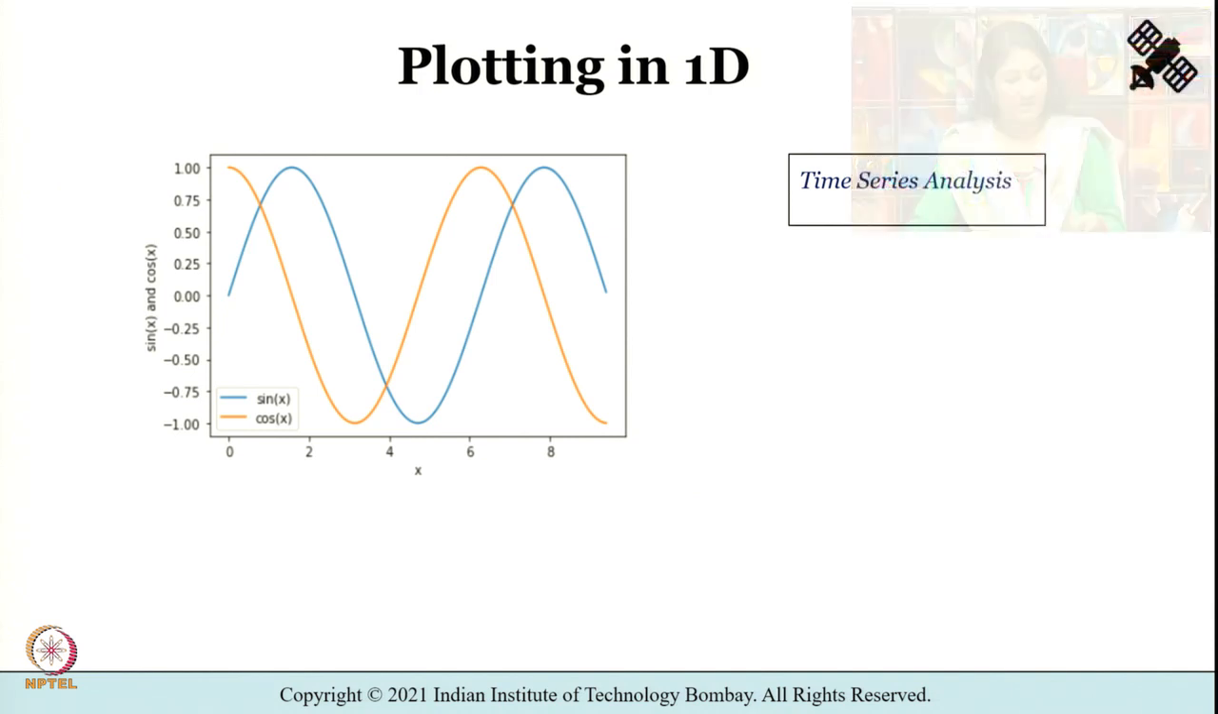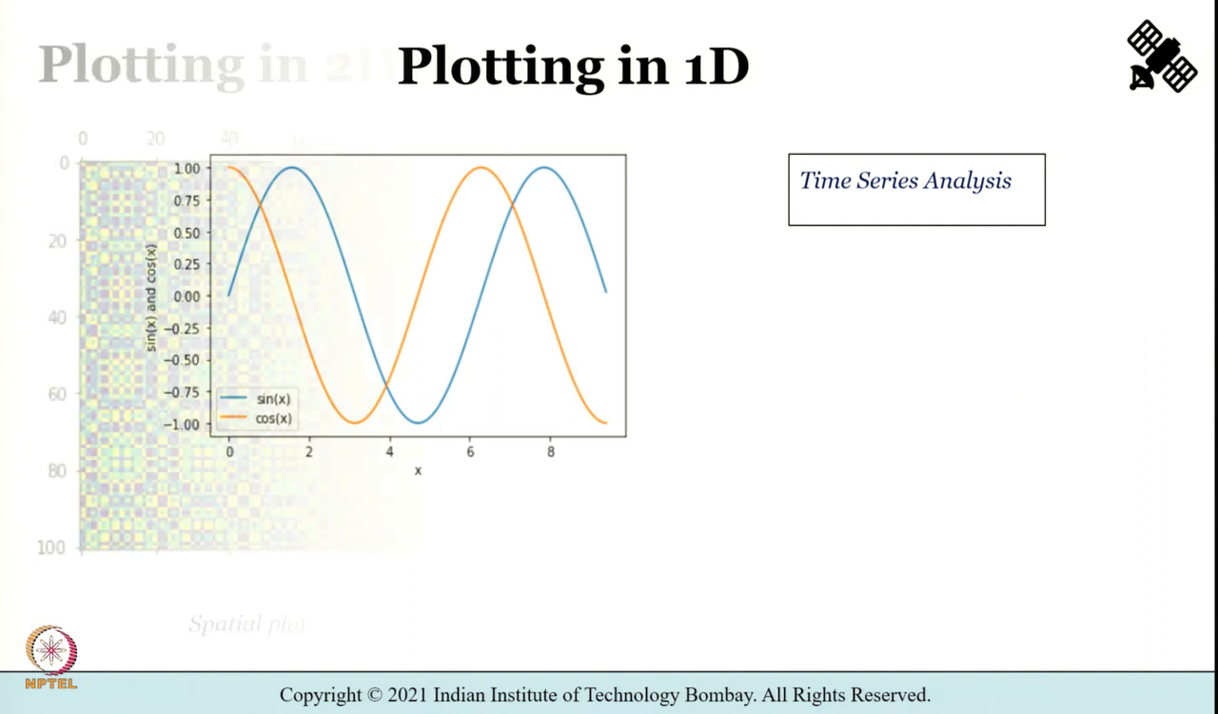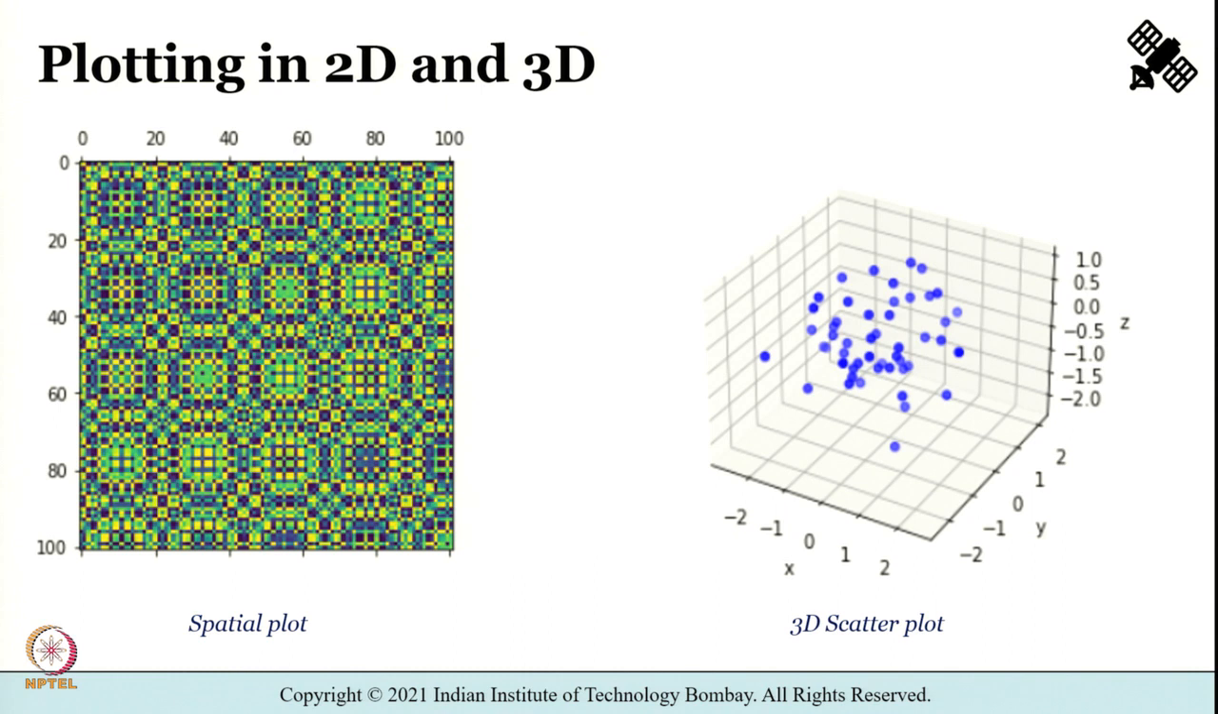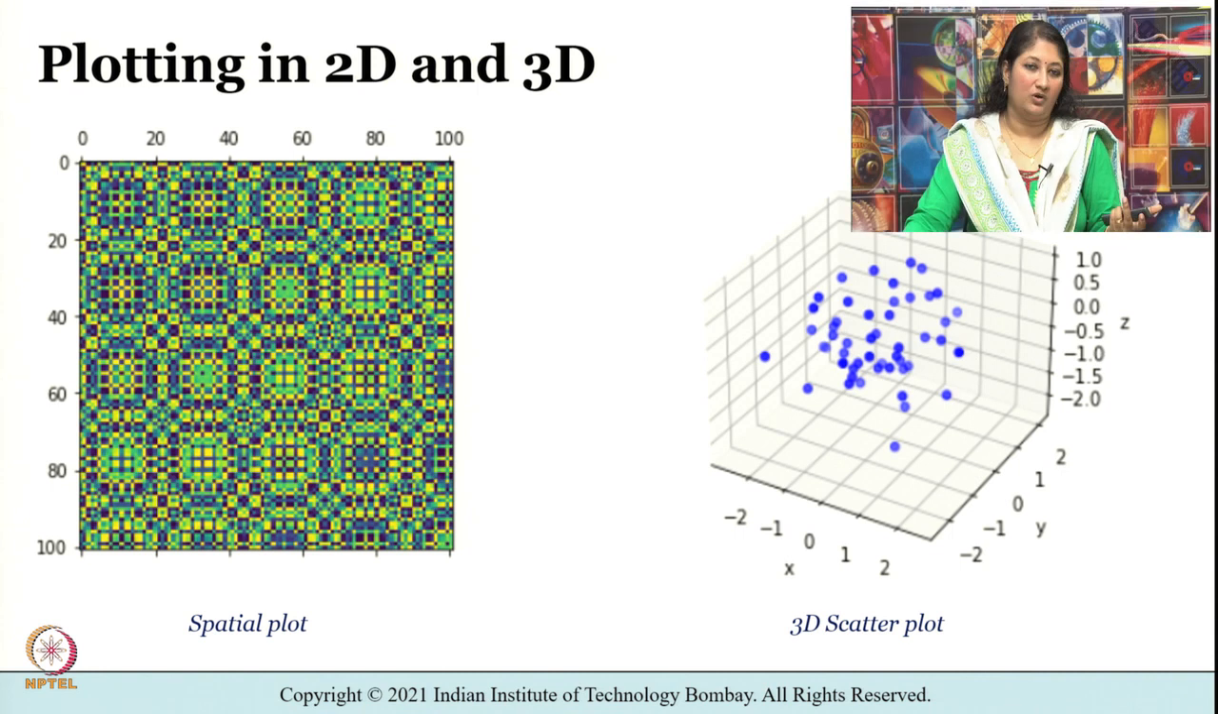Shown here is a 1D plot of a mathematical function, actually two mathematical functions, sin theta and cos theta. Now that we have seen plotting in 1D, plotting in 2D and 3D is also possible. We have already seen scatter plot in 2D.